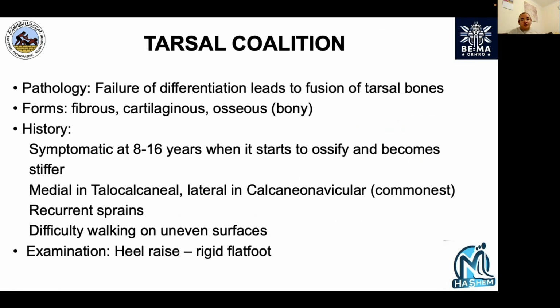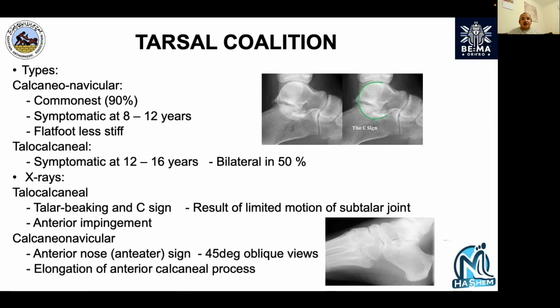To examine the patient, as with any flat foot, in tarsal coalition you will find that the flat foot is rigid. Whatever the patient does with a heel rise, the heel doesn't correct from valgus to varus because it is rigid and the subtalar is not supple anymore. The types are either calcaneonavicular or talocalcaneal. The commonest is calcaneonavicular. It always becomes symptomatic at an early age, 8 to 12, compared to 12 to 16 in talocalcaneal. As we said before, you see the anteater sign, where the anterior process of the calcaneum starts to be fused with the navicular.